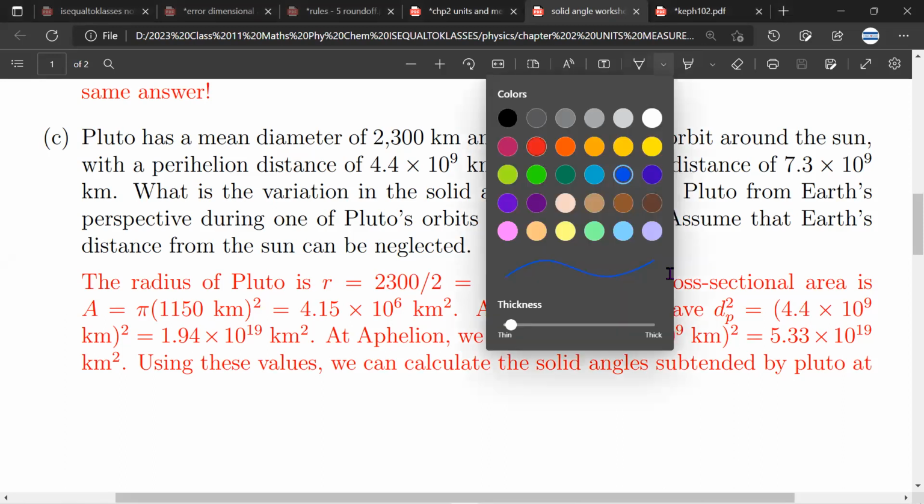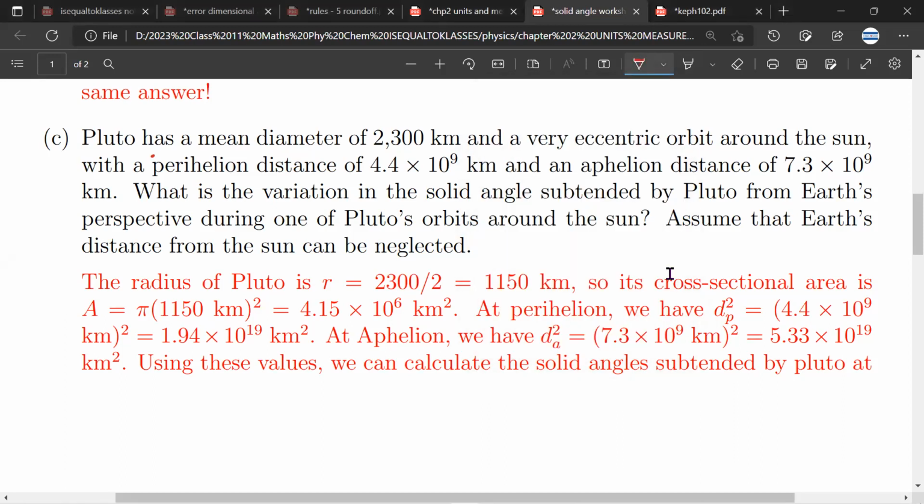Pluto has a mean diameter of 2300 kilometer and a very eccentric orbit around the sun. Eccentric means हटेला in Hindi. Basically this is a circle, and this is an oval. So this can be called a sort of eccentric circle. Is it making sense?